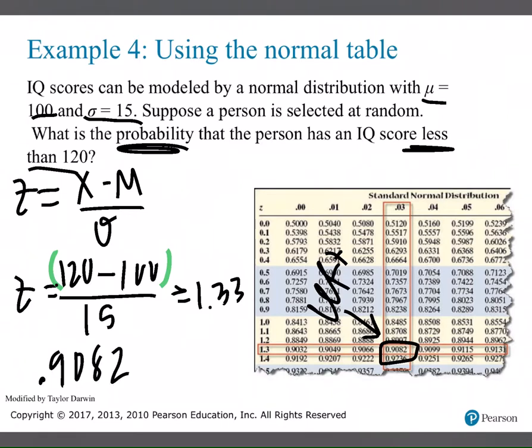Once I find that, I have to ask myself, what did I want? Did I want the left? Did I want the right? Did I want in between? Because it says an IQ score less than 120, that does represent the left.